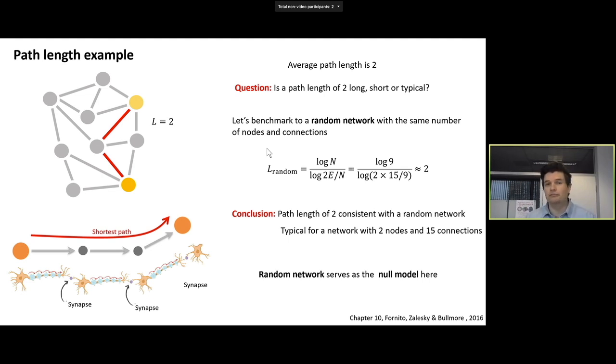And so we need some kind of benchmark. The simplest benchmark is to compute path length in a random network with the same number of nodes and edges. There's a closed form formula to do that. We can plug in the number of nodes, 9, and the number of edges, which is 15. And we find that for a random network, the average path length is also 2. So this suggests that for this particular network, there's nothing unusual. There's nothing that's particularly conducive to efficient routing of paths. The path length is actually exactly the same as what we would expect in a random network.